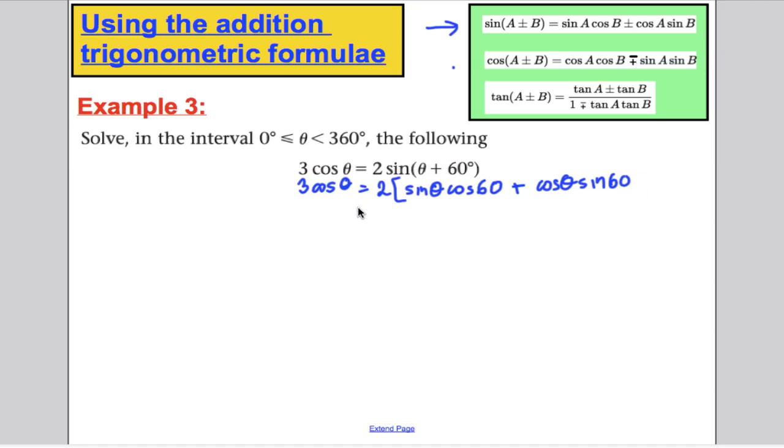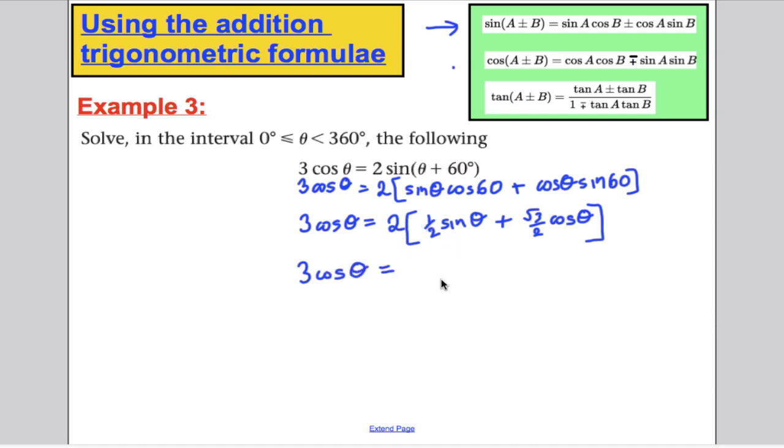Okay, and expanding that out a little bit further, we would therefore say that 3 cos theta is equal to 2, and we'd have cos 60 is a half, so we'd have sine theta times a half, which is just a half sine theta. And here we'd have cos theta times sine 60, and sine 60 is root 3 over 2, so we'd have root 3 over 2 cos theta. So 3 cos theta is therefore, multiplying 2 inside the brackets, sine theta plus root 3 cos theta. Now the question arises, how could we solve from here?